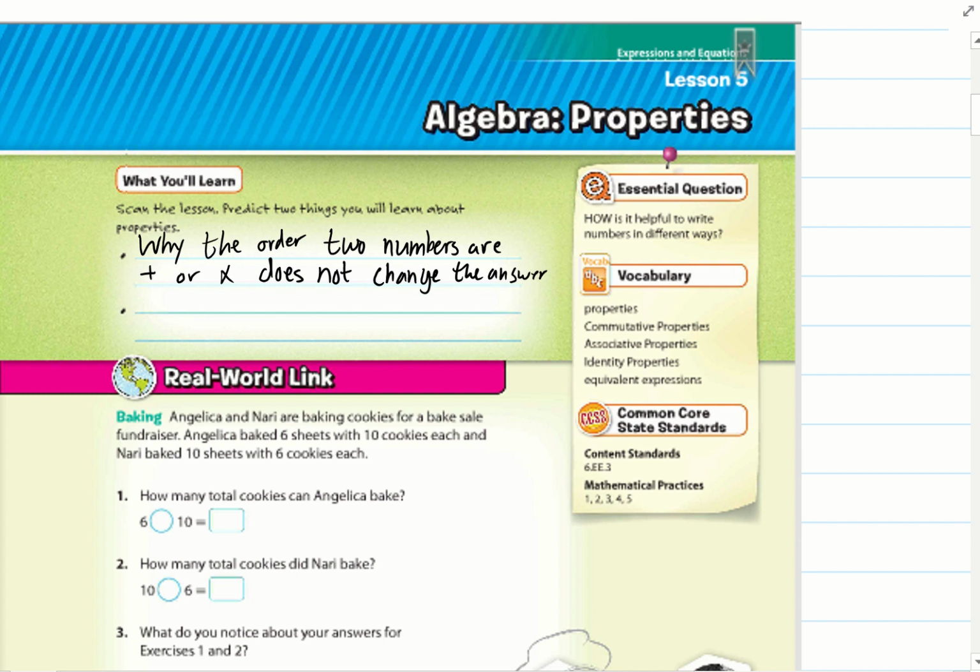Another thing is which numbers are grouped when added or multiplied does not change the answer.